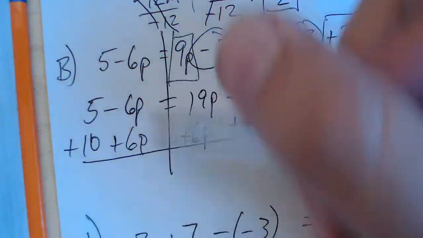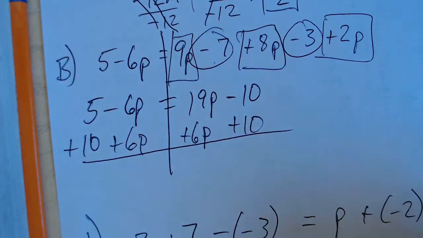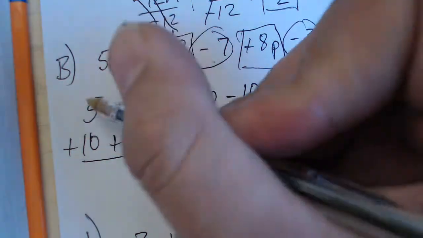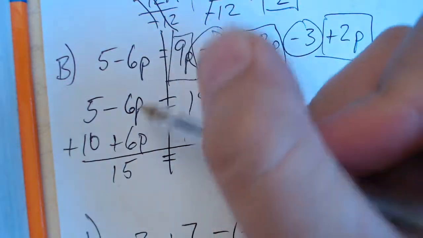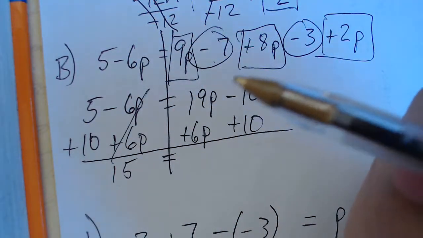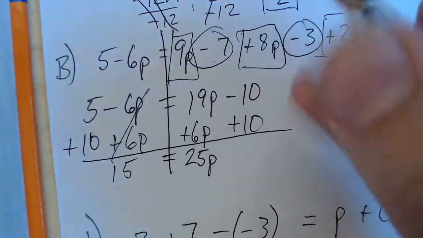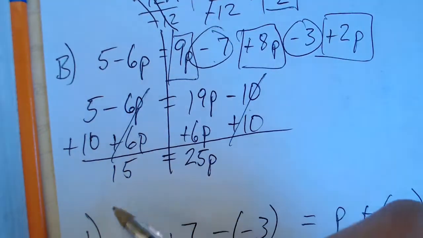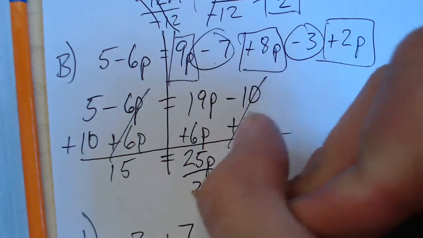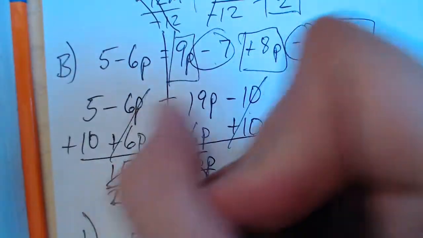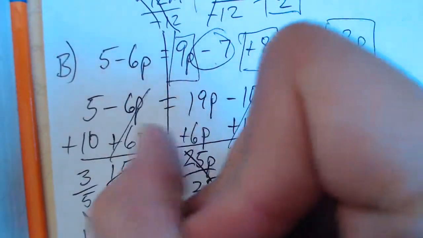From here, I just add each column, like an addition problem of adding like terms. And then what I get on the bottom will be my new equation. So here, 5 plus 10 gives me 15. Negative 6 and positive 6 cancel. 19 plus 6 gives me 25p. And then the negative 10 and the positive 10 cancel. So I have 15 equals 25p. From here, I divide each side by 25. 15 over 25 will reduce to 3 over 5 if we reduce by 5. So then p equals 3 over 5.